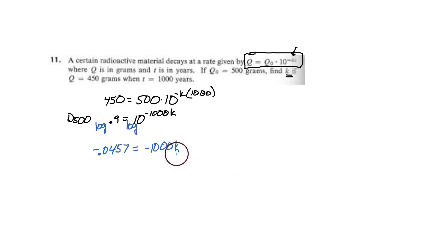Then to get K alone, we can see that we divide by the negative 1,000. This decimal is still on the screen of my calculator, so I'm going to push the dividing key and then negative 1,000. And the answer for K is 4.57 times 10 to the negative 5. I did some rounding on that decimal.